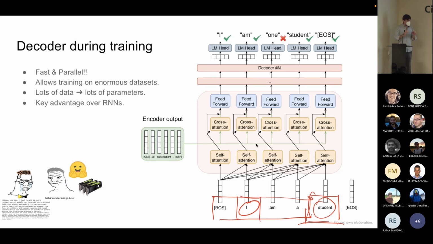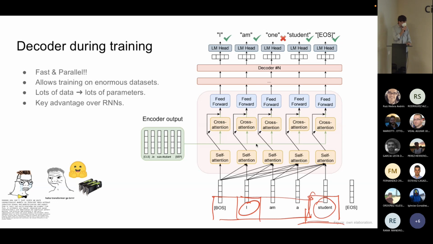This is an innovative thing of transformers that has allowed them to be really fast and to train on enormous amounts of data. Because if we have a parallel machine that is very fast, we can apply it to enormous corpuses of data. And this is one of the major innovations that has led to the rise of transformers.